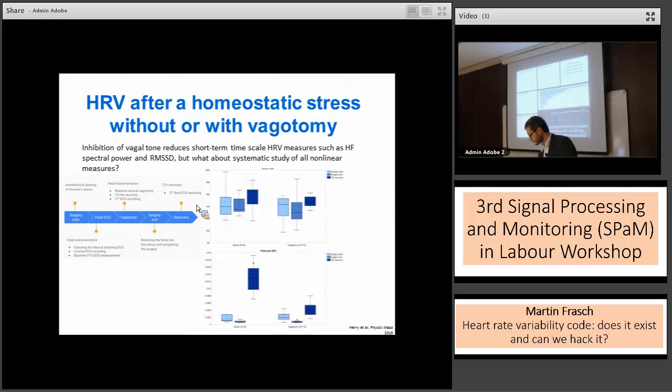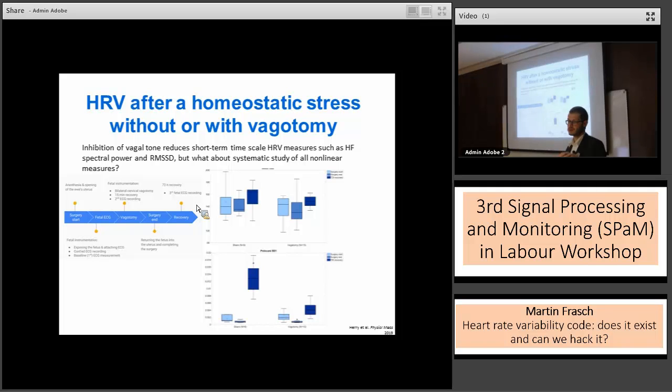So there's also effects of the vagotomy on heart rate variability signatures, and again, they're not simple in a sense that only one or two are changed. The experimental design here was again in sheep. There was a surgery.